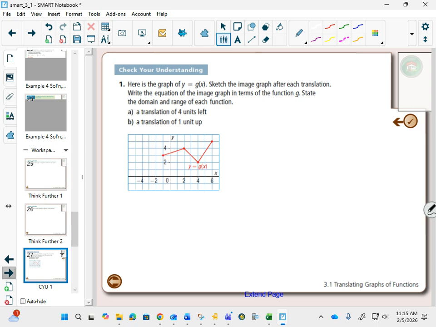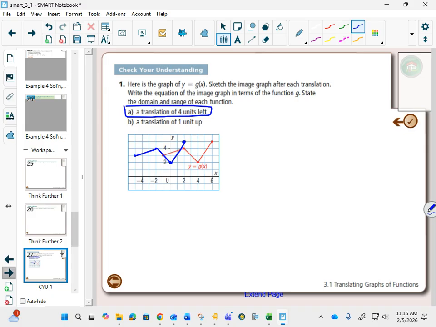First of all, a translation of 4 units to the left is actually not hard. I'm going to do all my work in A in blue. So I'm going to take this point and go 1, 2, 3, 4 to the left. 1, 2, 3, 4 to the left at that point. Play connect the dots. Oh, so much fun. And we've graphed it 4 units to the left.